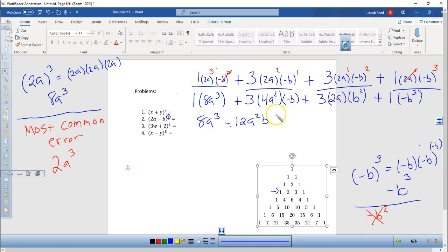All right, this one doesn't have any negatives, so it's safe to put a plus. 3 times 2 times 1, so 3 times 2 is 6, times 1 is still 6. Write my variables, a, b squared. And last one, this one is negative, so 1 times negative 1 is negative, and then b cubed. And there is my answer. Notice the pattern, positive, negative, positive, negative. So there is a pattern to this.